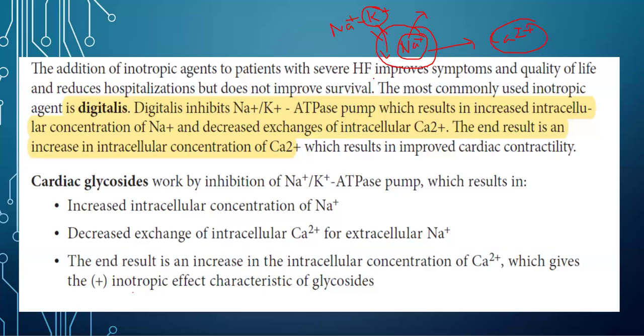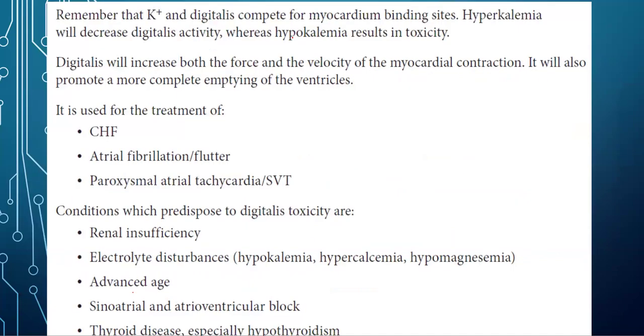Now let's say someone who has got hypokalemia. If a patient has got low potassium in their blood, digoxin competes with the potassium to get inside the cell. If there is less potassium, digoxin is now stronger. So more and more digoxin will go inside the cell and it can cause digoxin toxicity. So that's why hypokalemia can cause digoxin toxicity. That's what is written in here. Hypokalemia results in toxicity.